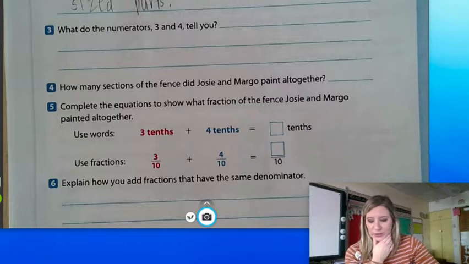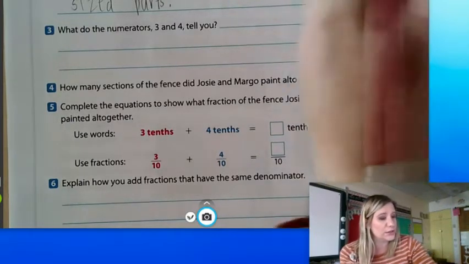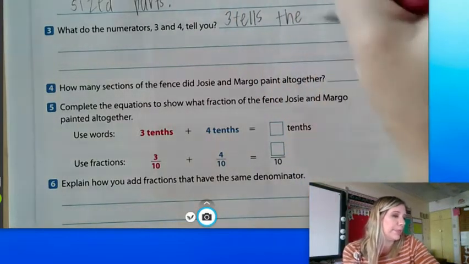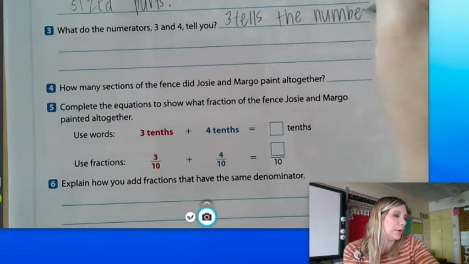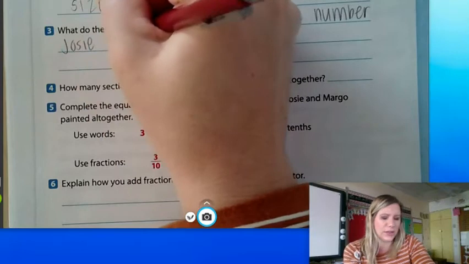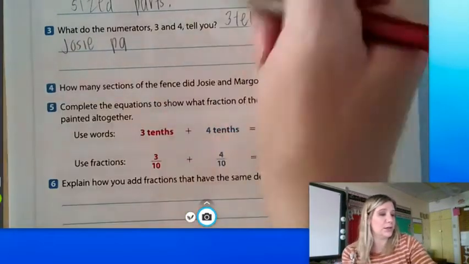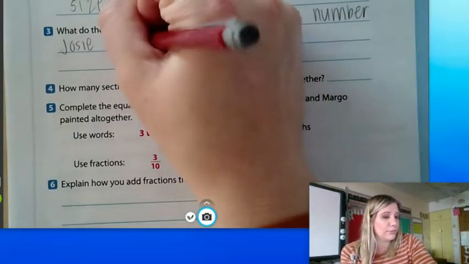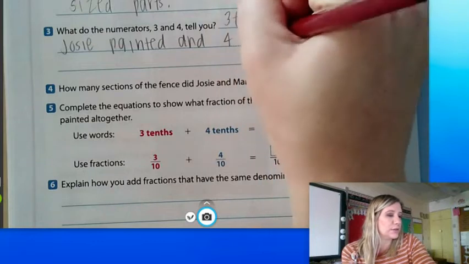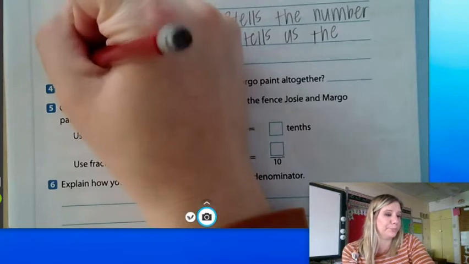Well, 3 tells us the number of fence sections that one of the girls painted, and 4 tells us the other section. So 3 tells us the number Josie painted. I think it's Josie. She was 3. Yeah, Josie was 3. And 4 tells us the number that Margot painted.